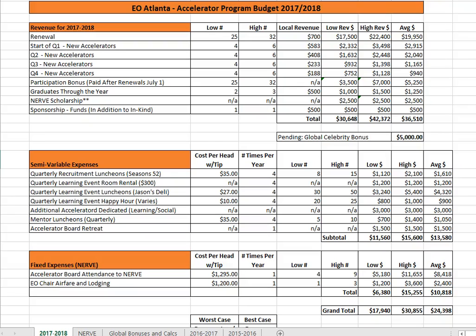Hey, Peter and Rodney. Just doing a quick walkthrough here of the Accelerator budget. As you know, it's kind of a mini EO, so there are revenue and expense components.